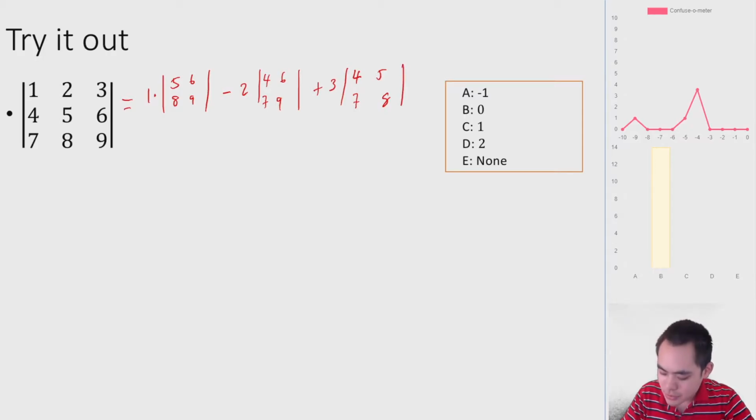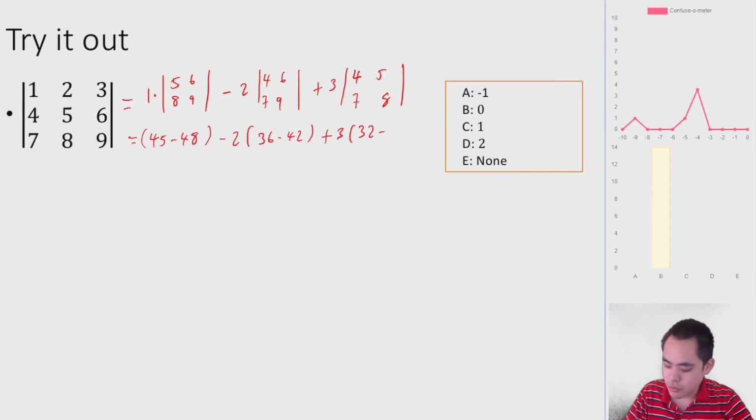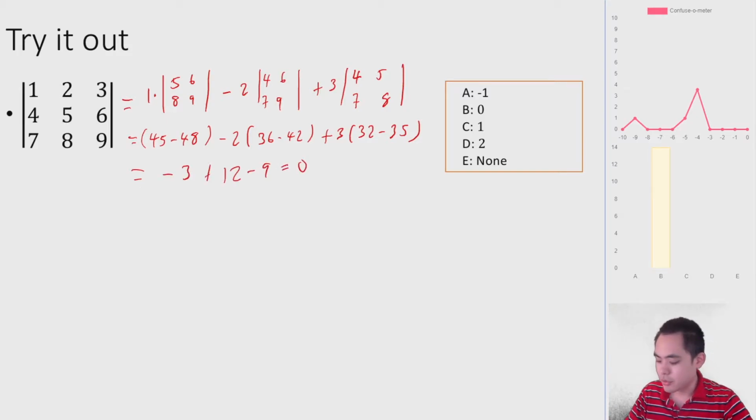So when we write this out, this is equal to 1 times 45 minus 48, minus 2 times 36 minus 42, plus 3 times 32 minus 35. And this will end up being equal to minus 3 plus 12 minus 9, which is equal to 0. And so the answer is B.